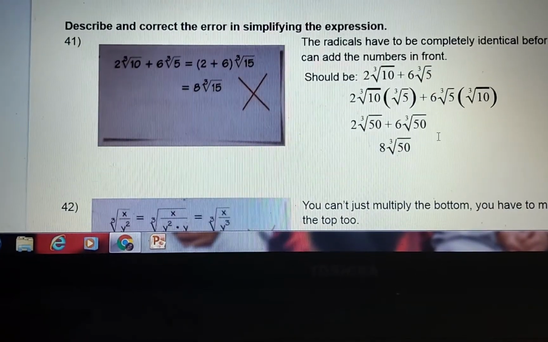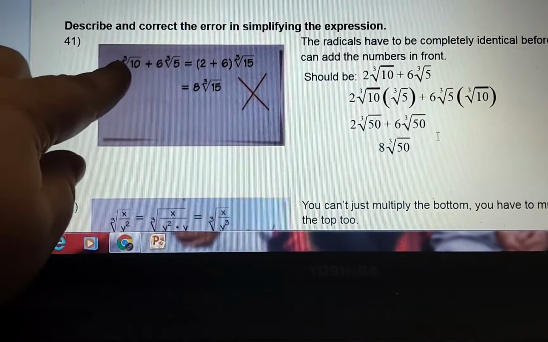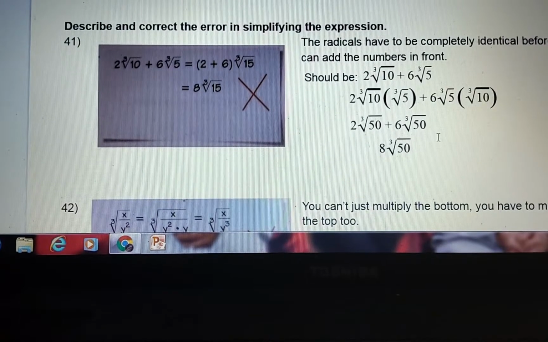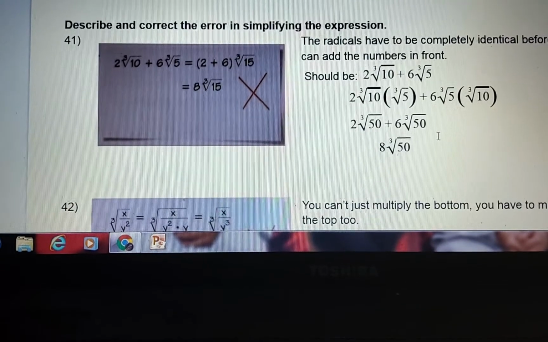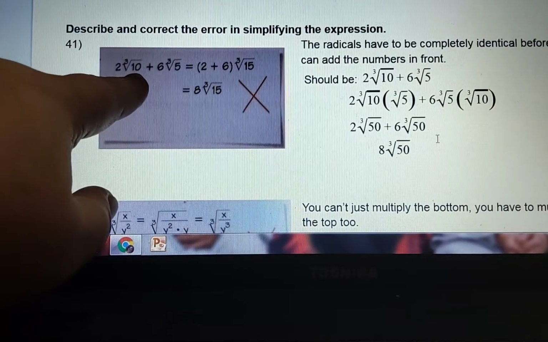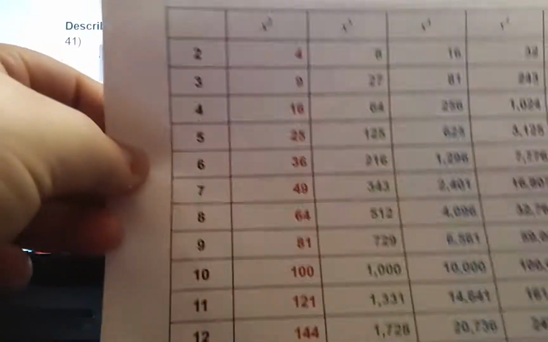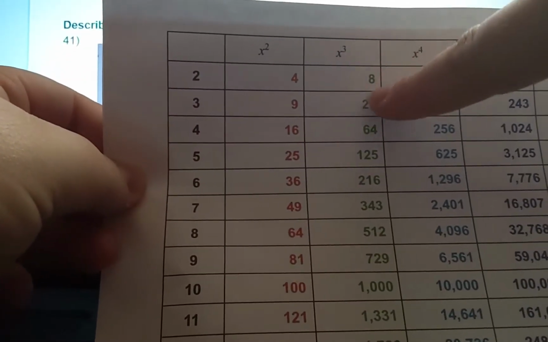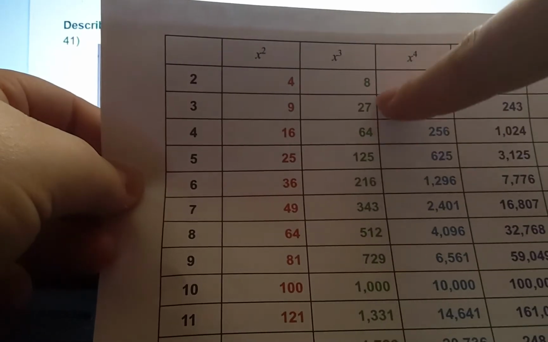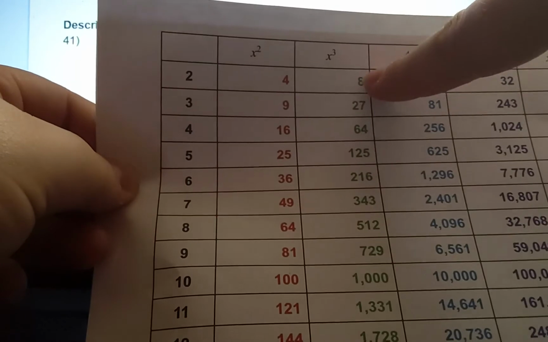Okay, so now on number 41, they tell us that they did something wrong, and what they did is they added the radicals. Remember, the radicals, you can't add them. They have to already be identical. So they had to change them. Now, the difference with this is I could simplify 10 to 5 and 2. The problem is that when I look at my x cubed list, I don't have a 5 on here, and I don't have a 2 on here. So I can't actually simplify the cubed root of 10.